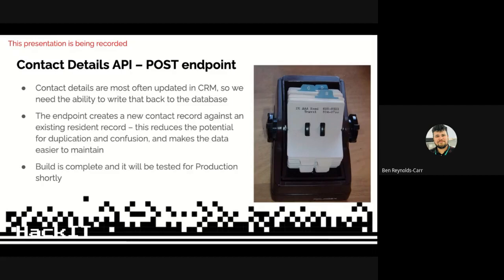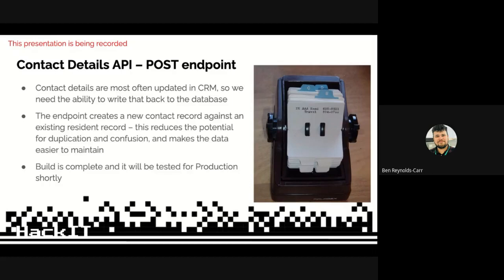So the setup we've gone with reduces the potential for duplication and confusion, and it makes this data easier to maintain. The endpoint is going to accept a JSON object with several parameters, including whether it's current, whether the account is active, and the address and contact details, and the default contact details for that person.